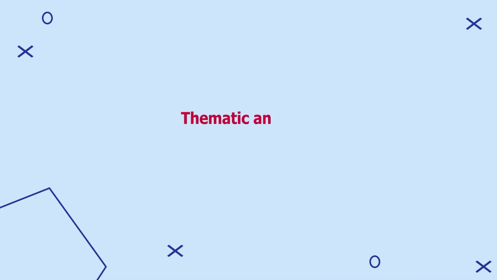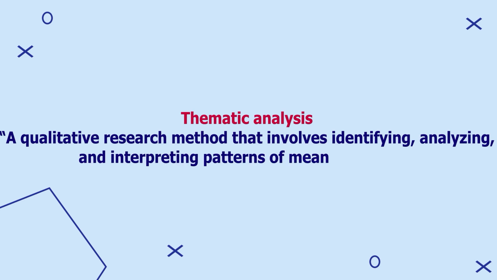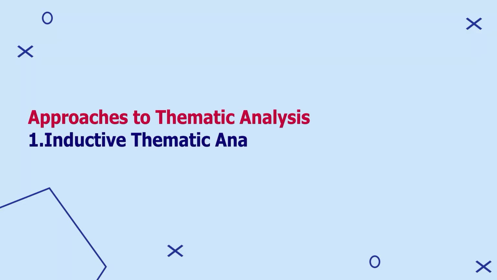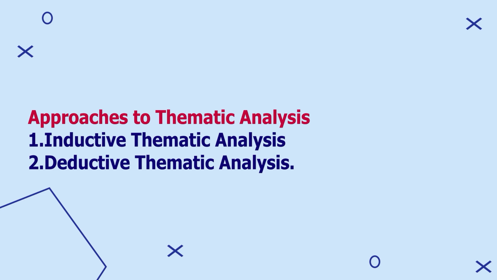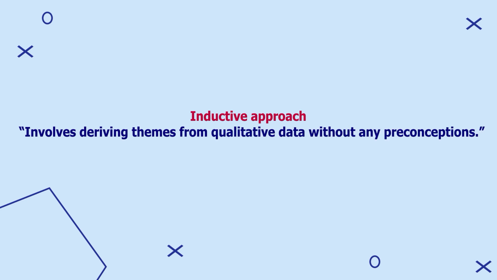One of the most common ways of analyzing qualitative data is using thematic analysis. Thematic analysis is a qualitative research method that involves identifying, analyzing, and interpreting patterns of meaning in data. There are two main approaches to thematic analysis, which are inductive and deductive thematic analysis. The inductive approach to thematic analysis involves deriving themes from qualitative data without any preconceptions. That means that we dive into qualitative data such as semi-structured interview transcripts and formulate codes, sub-themes, and themes from what the data provides. We do not come with preconceived ideas.